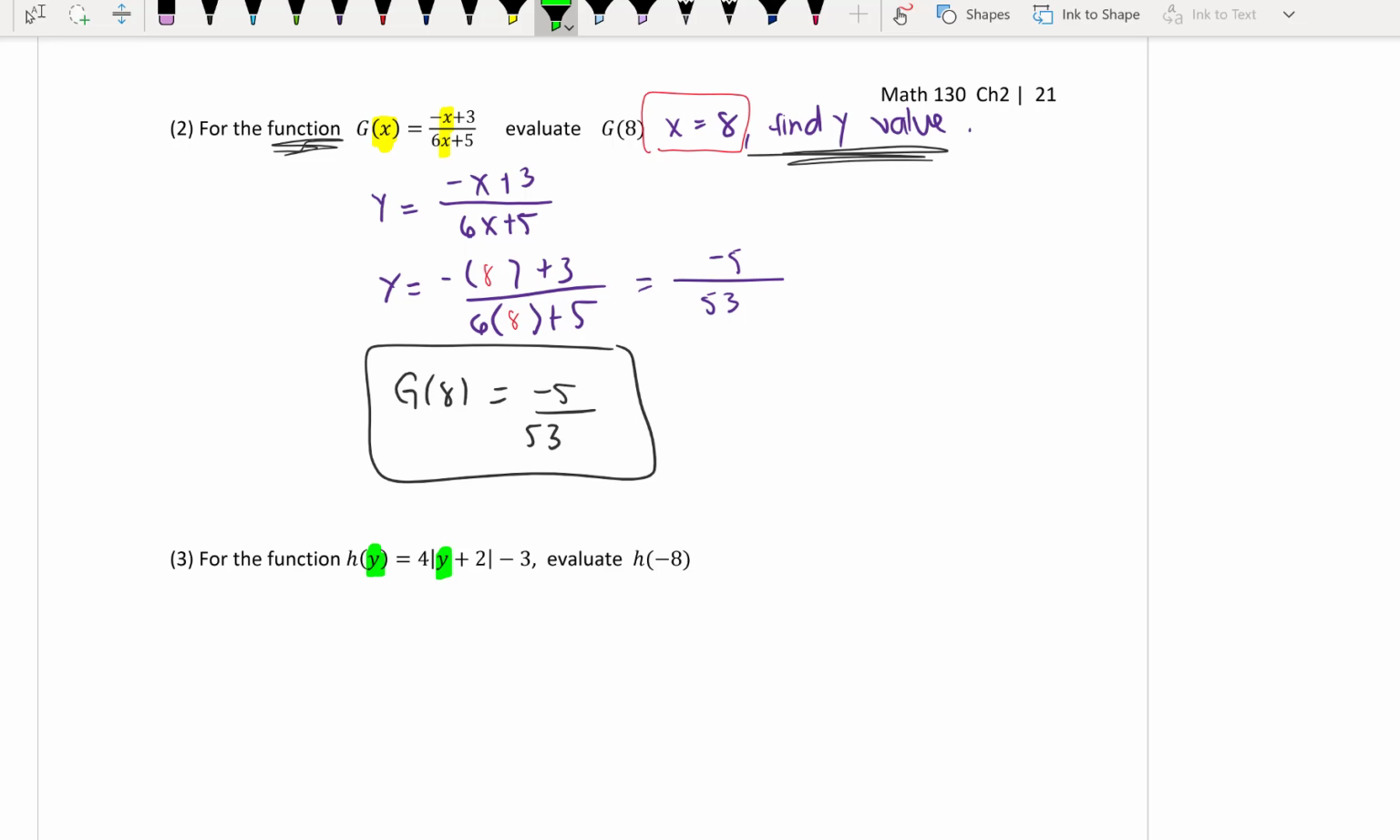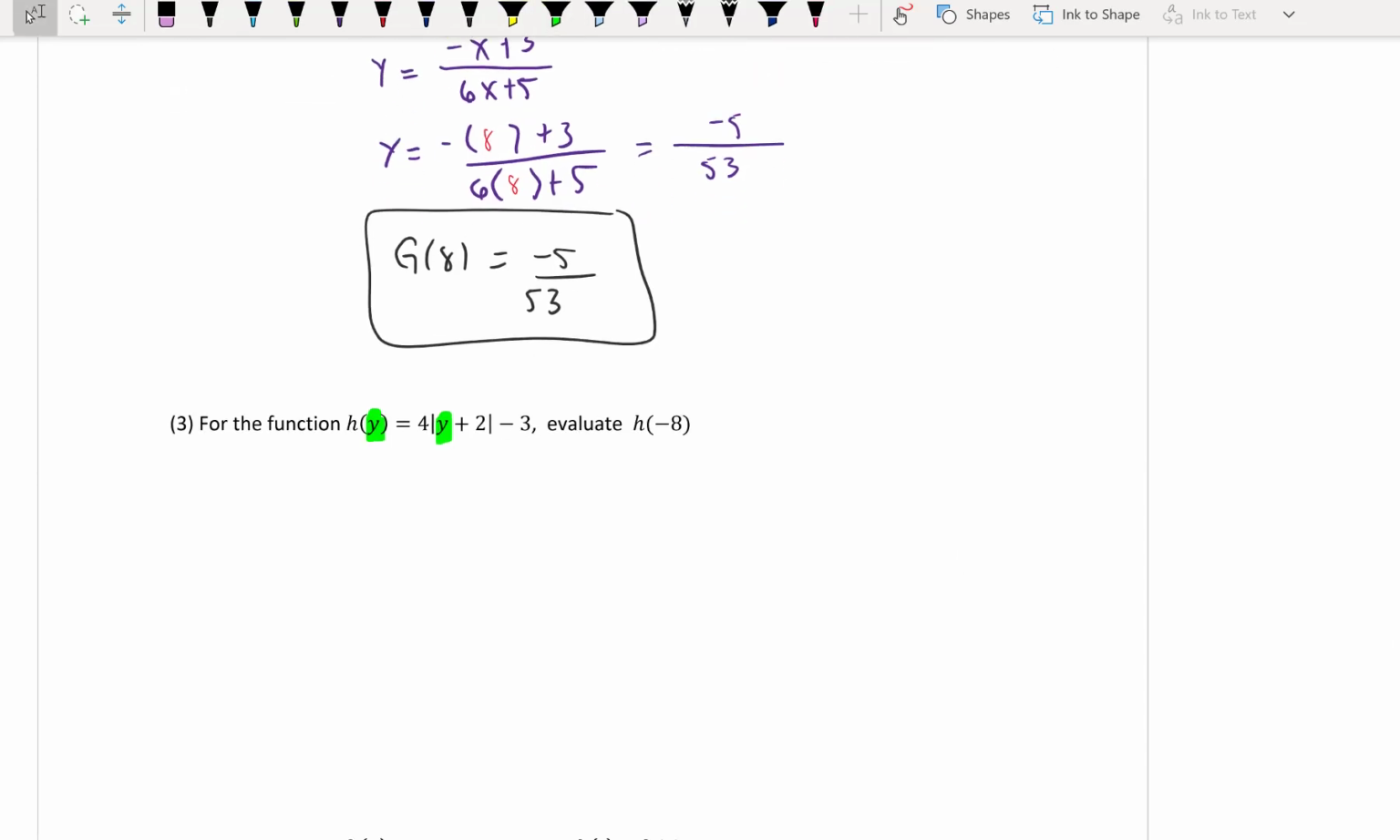So the letters can change. Remember, it can be x or y or a or b or any letter in the alphabet, but it still means that you're going to be plugging that value into your equation. So now you're going to say plug in negative 8, and what you're plugging in now is a y value. So now you want to think about it as finding your outcome.